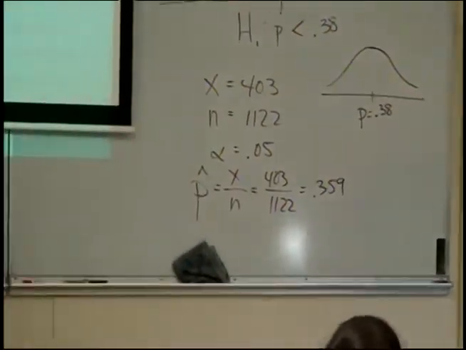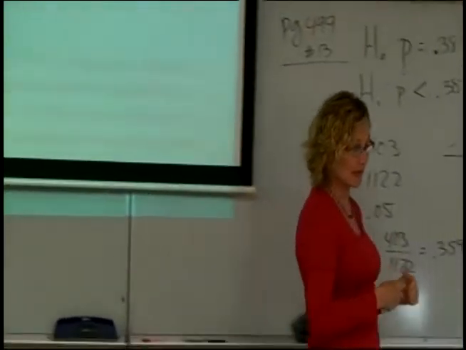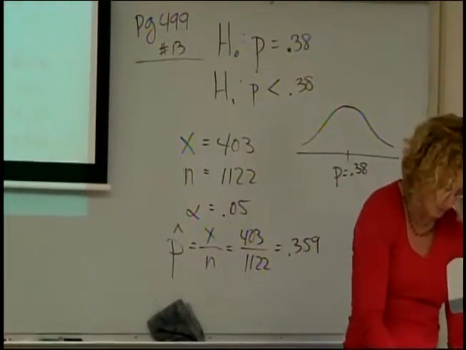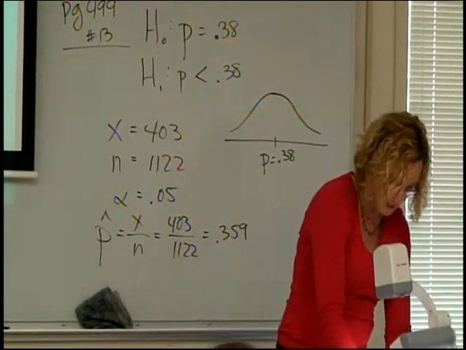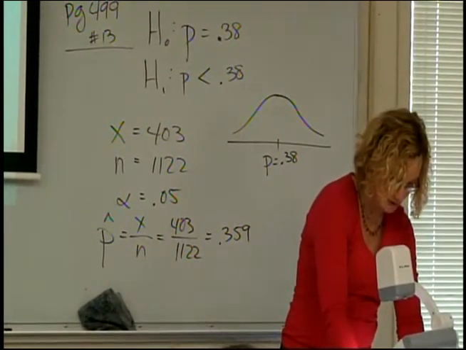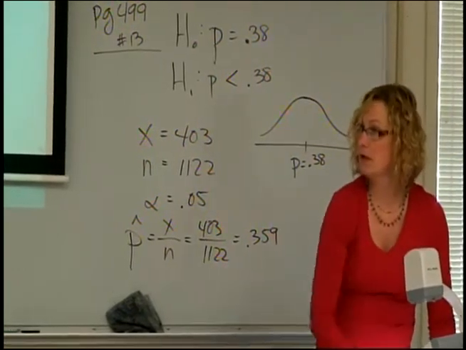How did you get the X? The X is the number of successes. So the question is, how do we get the X? It's the number of successes in our N trials. So 403 of the 1122 reported that their family ate dinner together 7 nights a week.